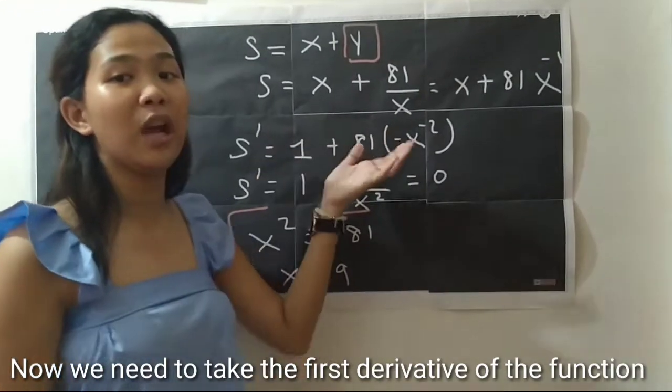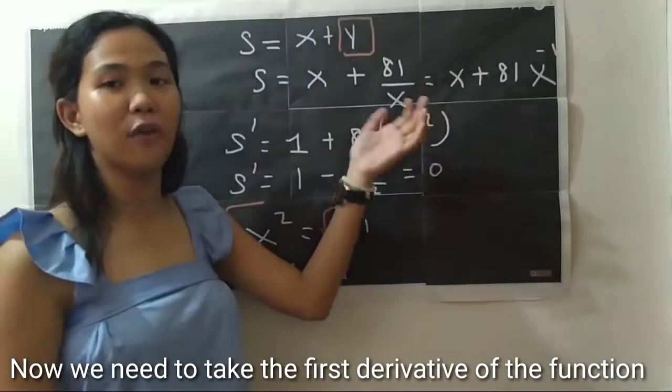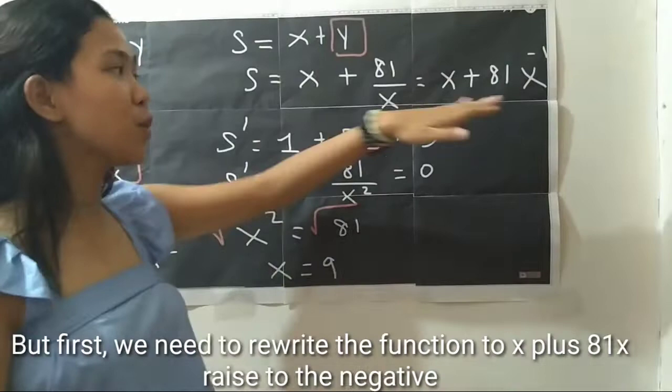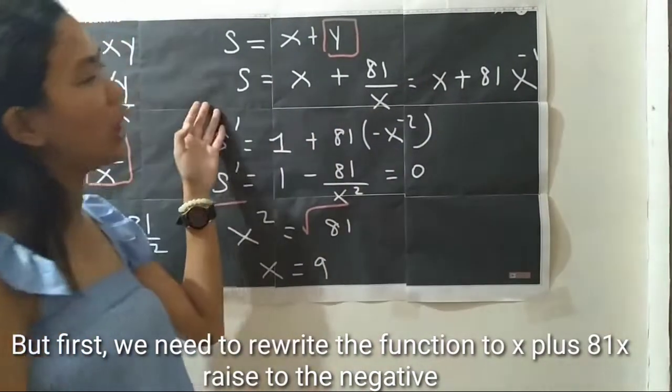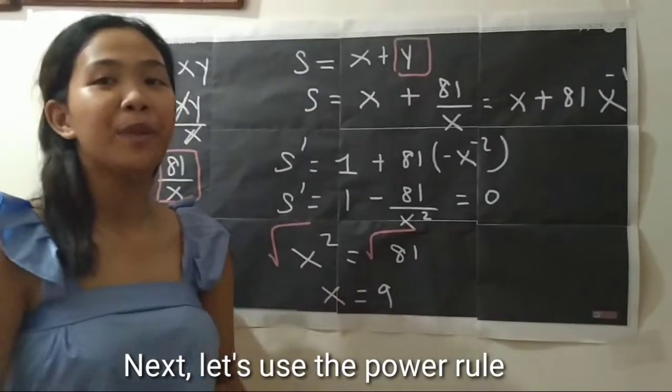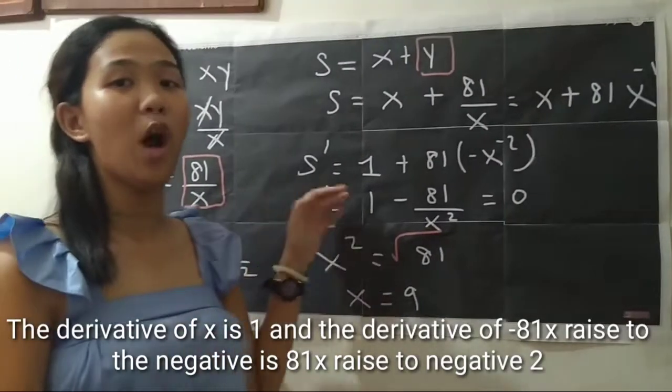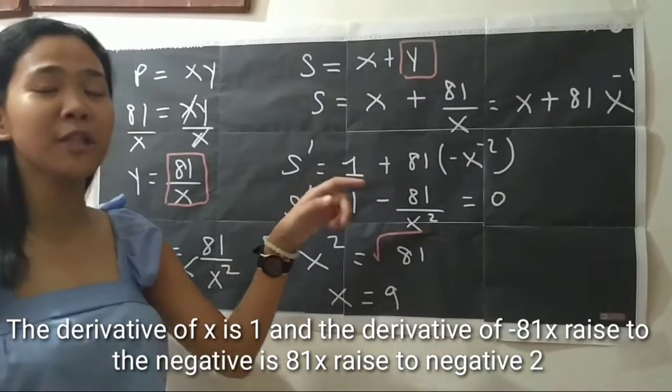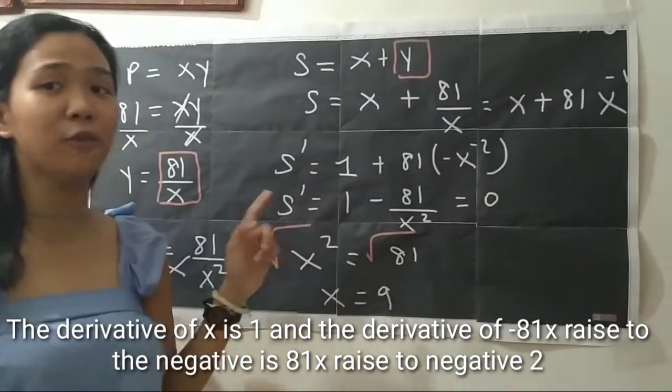Now we need to take the first derivative of the function, but first we're going to rewrite the function as x plus 81x raised to the negative 1. Now let's use the power rule. The derivative of x is 1. The derivative of x to the negative 1 is negative x to the negative 2.